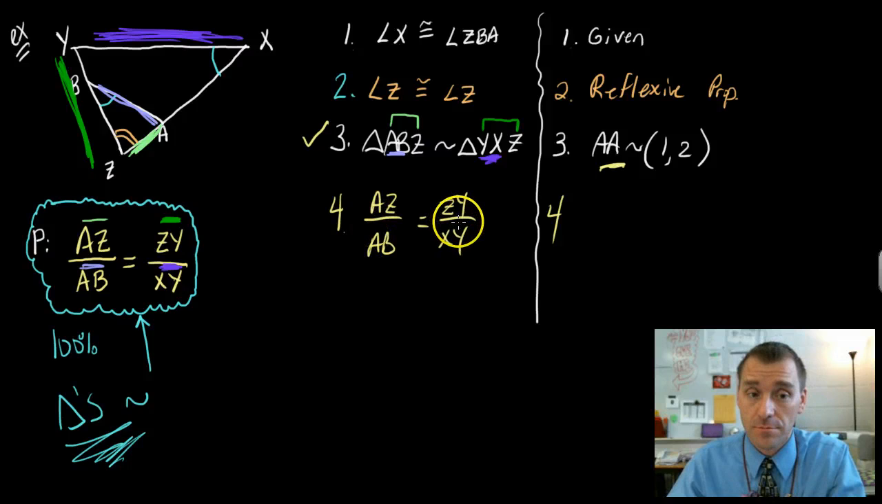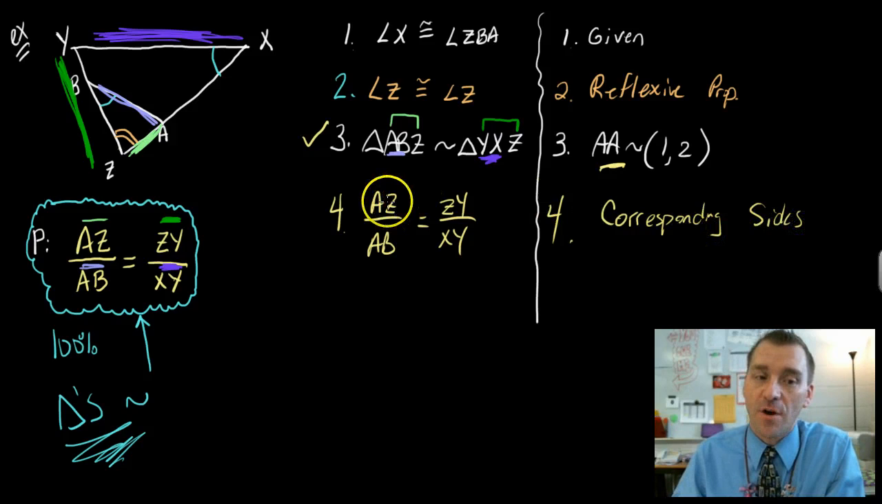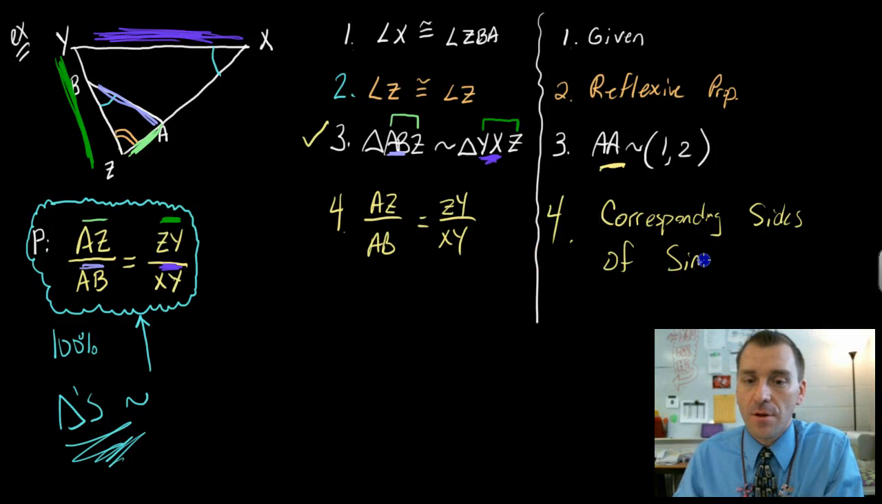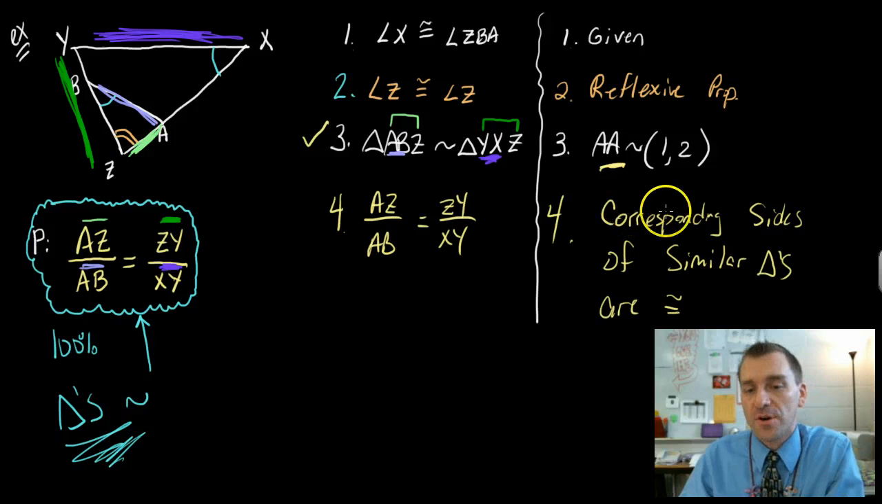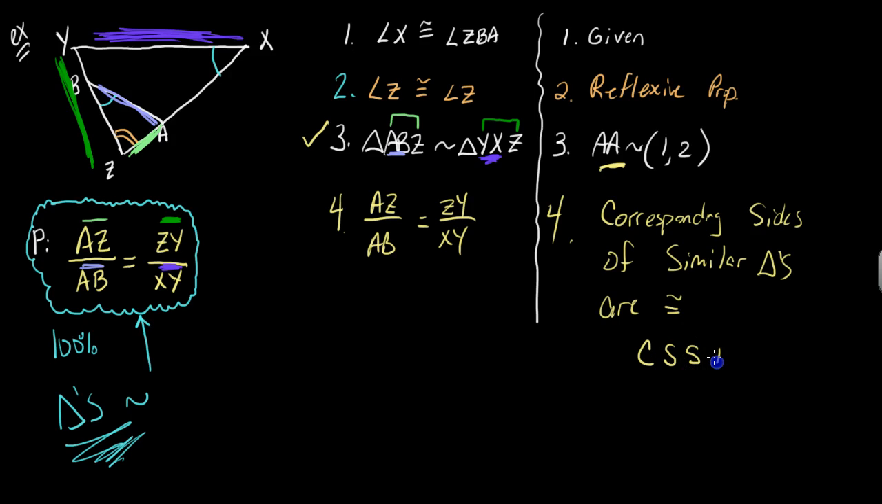So here's how you would write it over here in your two-column proof. Corresponding sides, I'm not saying parts because now we're talking specifically sides, corresponding sides of similar triangles are congruent. You can say equal, you can say congruent. So there is your reason. They are corresponding sides in these similar triangles, they are congruent. And yes, if you want to, I gotcha. It's not in any book. It's just something that I'm going to put up here. It is corresponding sides of similar triangles are congruent.